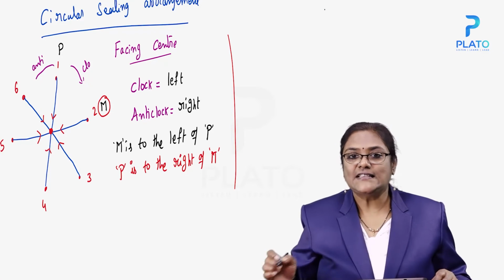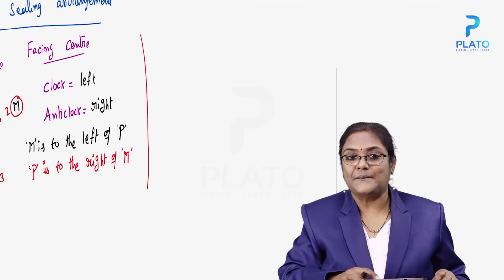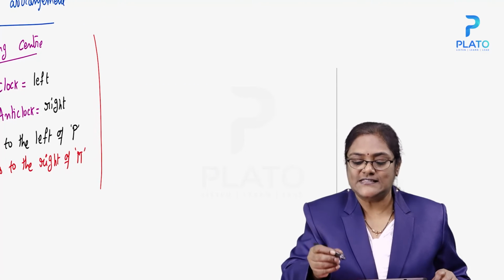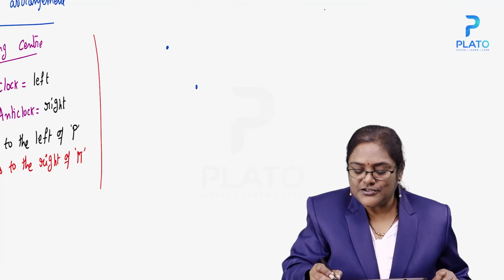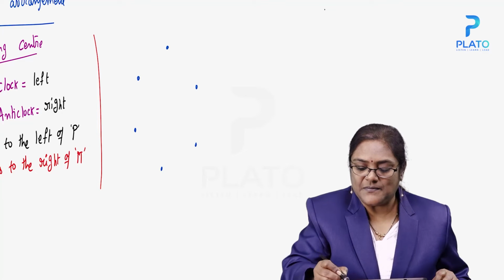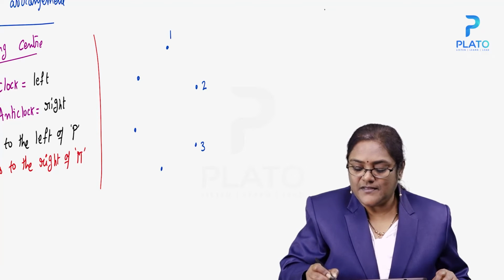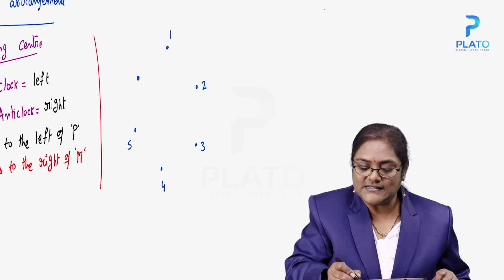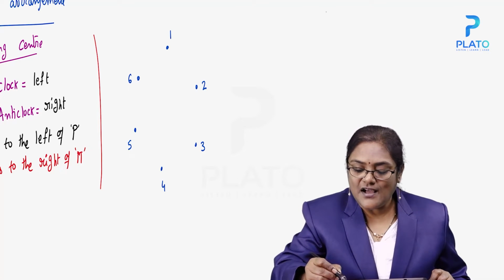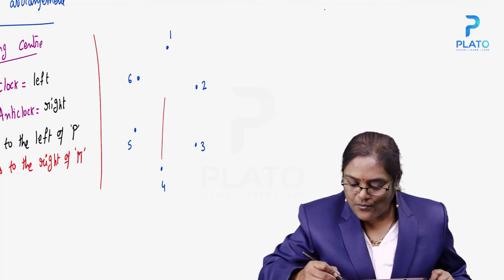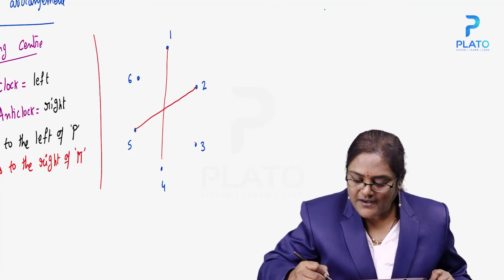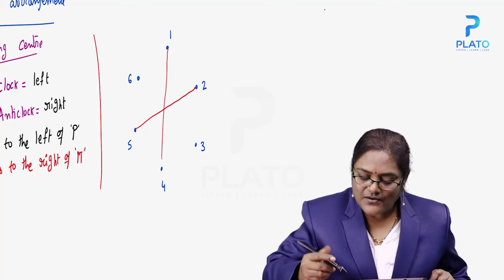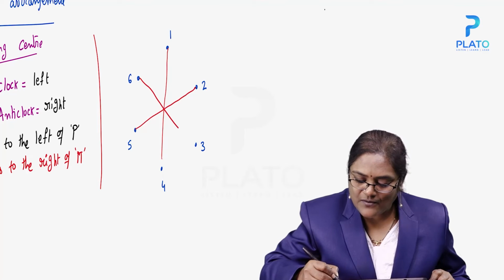Now in the same circular arrangement, there is one more phase to understand. This is facing the center. Sometimes people can face opposite the center. Now, please look at this. I'm taking the points 1, 2, 3, 4, 5 and 6. Let me number them. Now let me take the opposites. 1 and 4 are opposite, 2 and 5 are opposite, 3 and 6 are opposite.